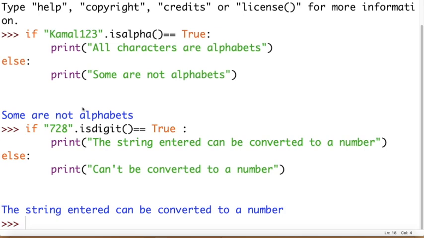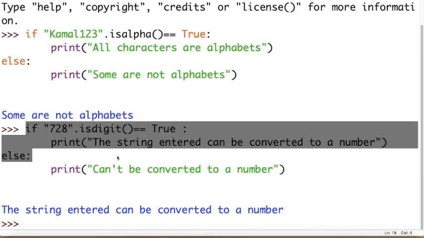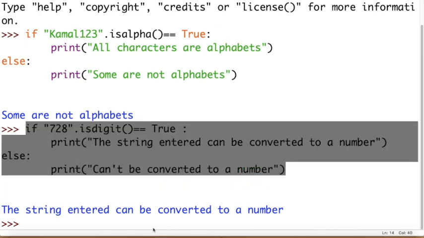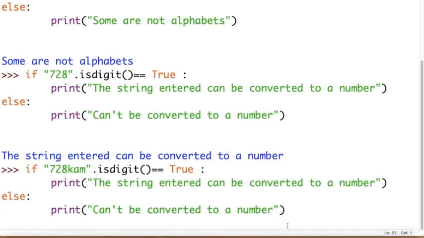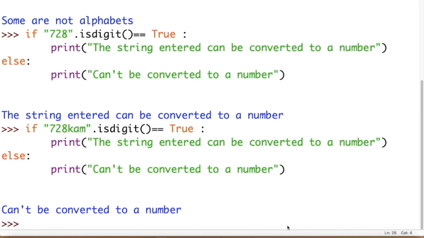Now, let us paste the code ahead with some changes and see what happens. Suppose here in 728, I am embedding another thing, KAM. And let us now execute the code. Now the output is can't be converted to a number since we have added alphabets to the existing character set, right? So isDigit is now returning false because KAM cannot be converted to any digit. It is not a digit, it is part of the alphabet, hence it returns false.